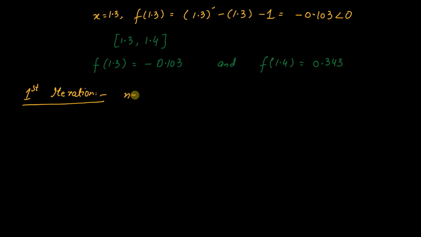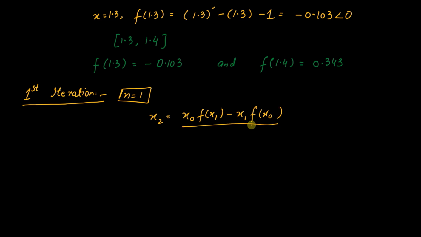So in that case, I am substituting n is equals to 1. So the customized formula would be x2, that is equals to (x naught f of x1 minus x1 f of x naught) over (f of x1 minus f of x naught). So we have x naught, this is our x naught, and this is our x1.